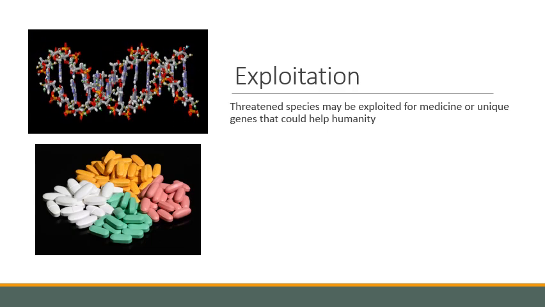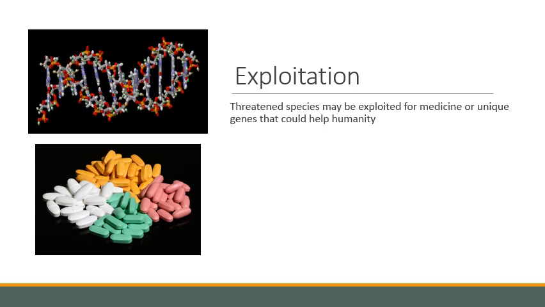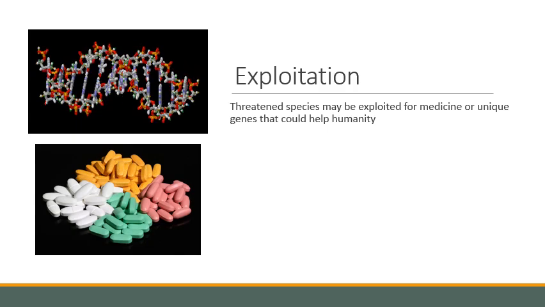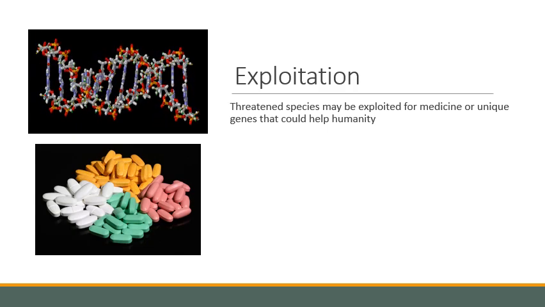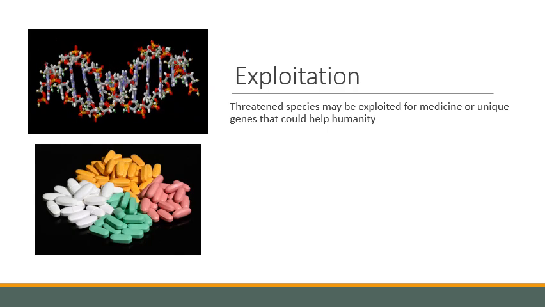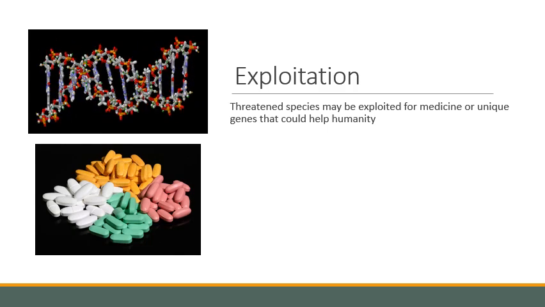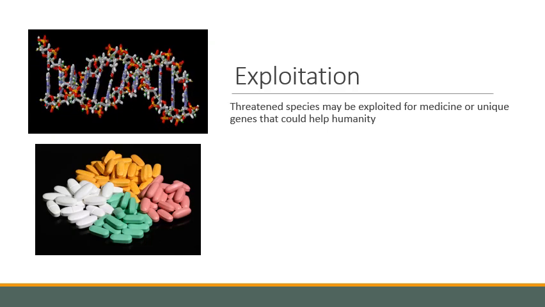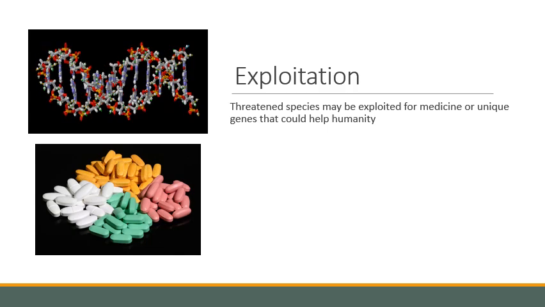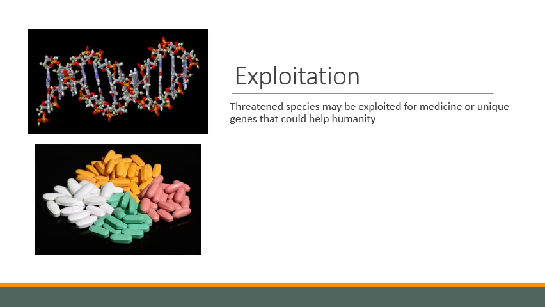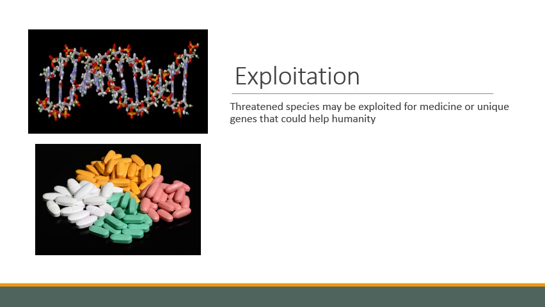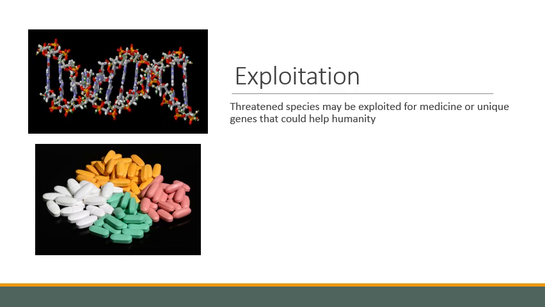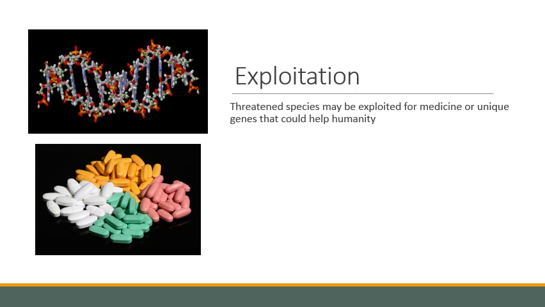Threatened species that are on the verge of extinction may be exploited for medicine or for unique gene understandings that could help humanity. We've discovered many of our different medications from organisms in these areas that are rapidly being deforested and that are rapidly being destroyed. We found drugs that are 1,000 times more powerful than morphine in the secretions of frogs in the Amazon that only live in a 1 square kilometer region. If we can exploit these organisms, we can improve ourselves. So it behooves us to protect those areas in which we might find them.